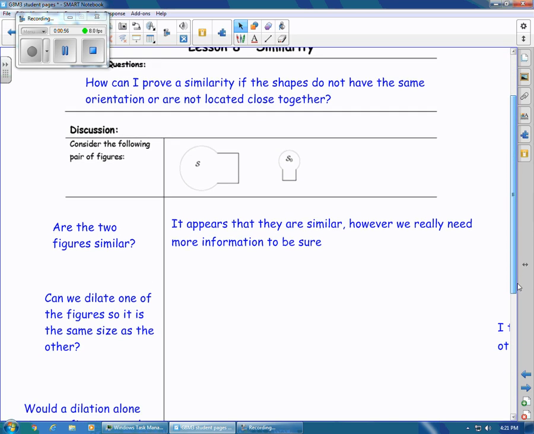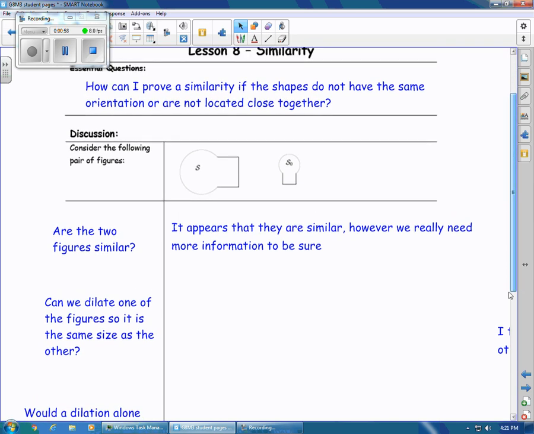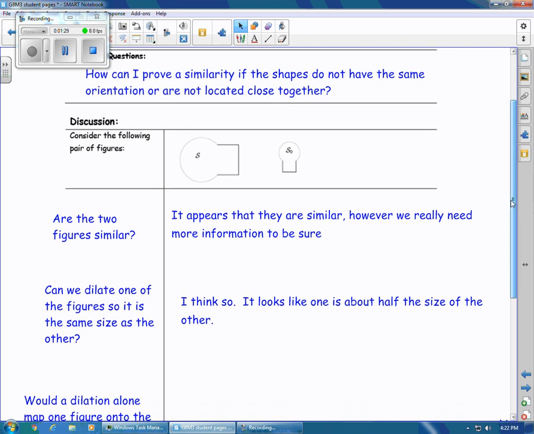So then the next question, can we dilate one of the figures so it's the same size as the other? And again, it appears as though we can. It looks to me, when I'm just eyeballing it, like this is about half the length of this one. And this circle here looks like it's about twice as large as this one. So it looks like one is about half the size of the other. So I think we could dilate the figures. Maybe make this one half as large so it's the same size as this one, or grow this one by 2 so it's the same size. But I'm not sure yet, okay?